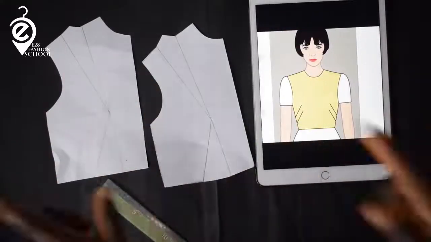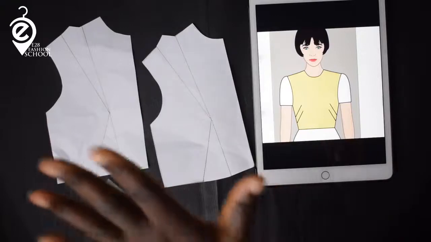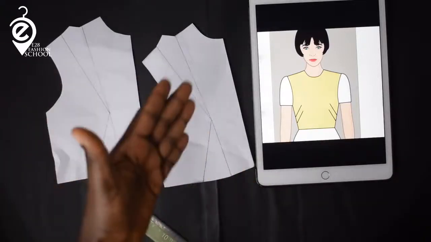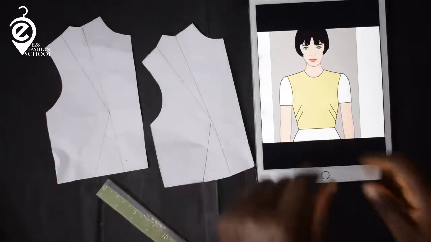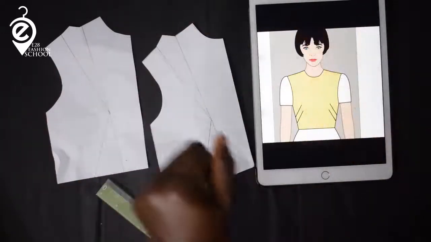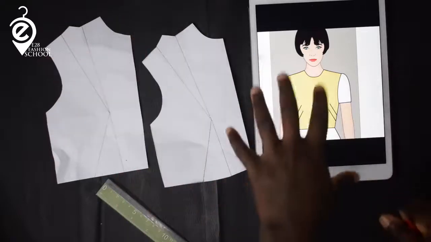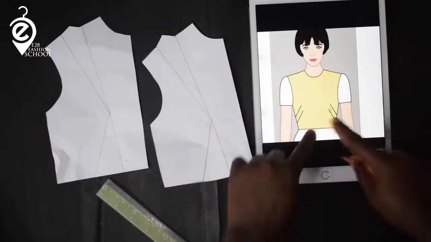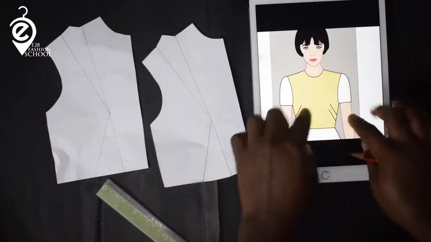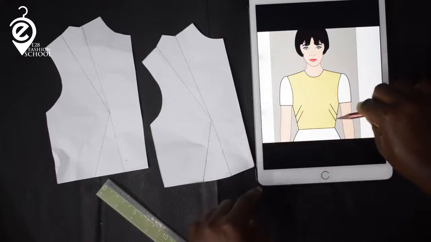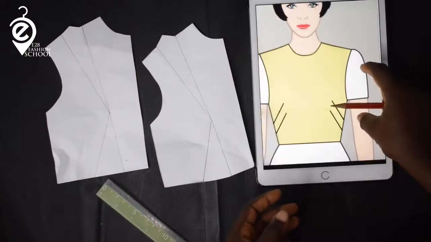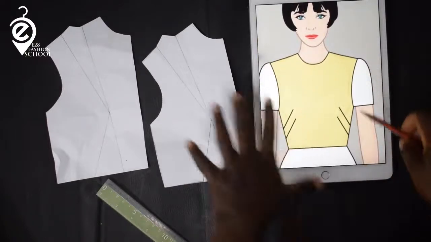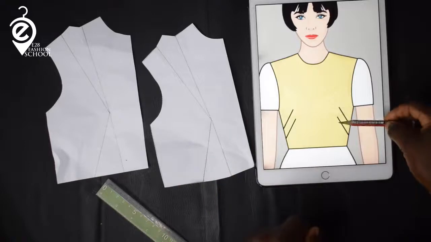Before we dive in, I want to show you how to identify vertical and horizontal parallel darts. So if you look at this picture, this dart line here is a parallel dart, and this one is a vertical parallel dart. See, it's vertical. Can you see? That makes it vertical.